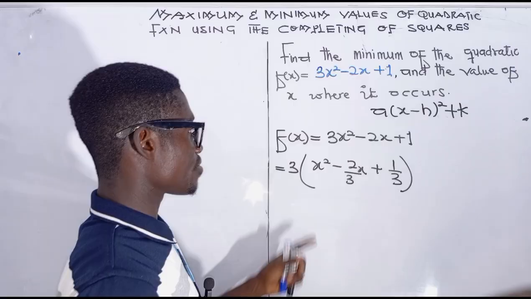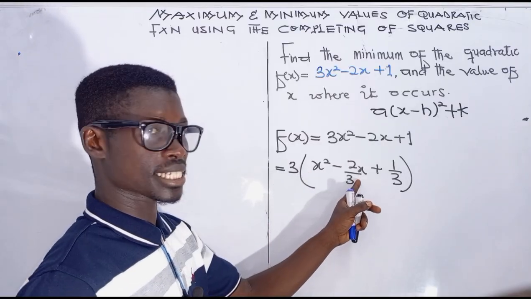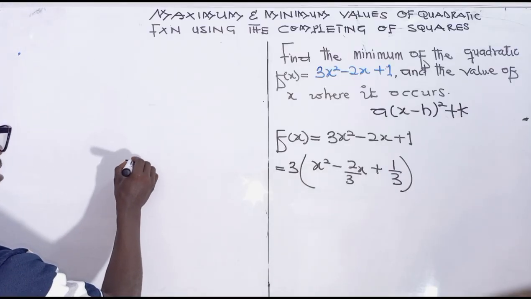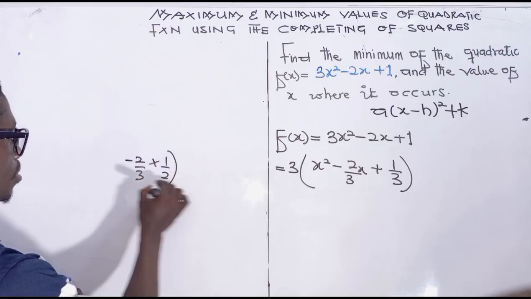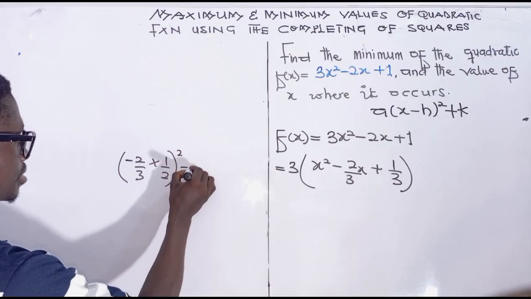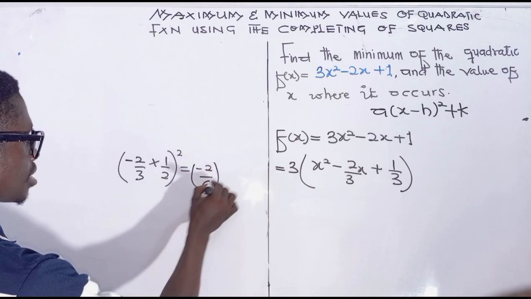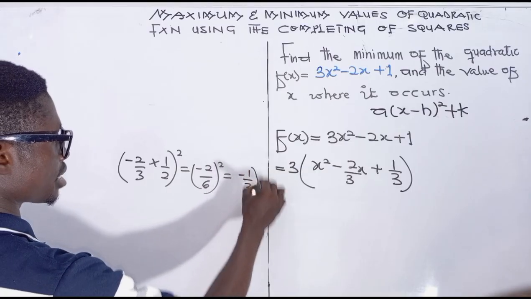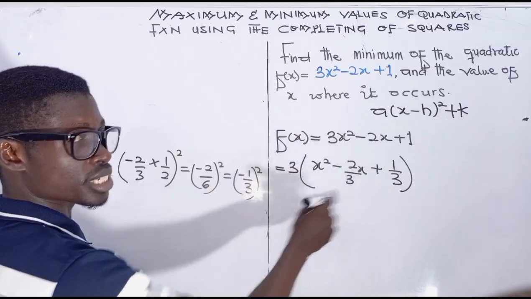So after making the coefficient of x squared to be 1, then we move on to the coefficient of x. With that, we are going to multiply the coefficient of x, which is minus 2 all over 3, by half, and then we square it. This is going to give us minus 2 all over 6 all squared. So we are going to get minus 1 all over 3 all squared. We are going to add and subtract this to the expression.